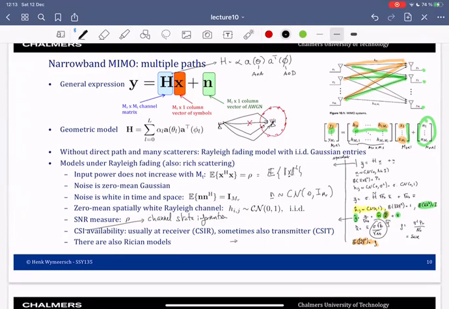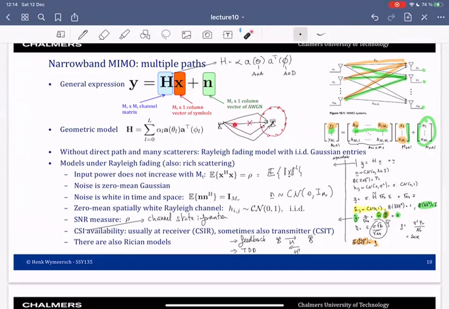And here there are two cases when this is possible. One is by feedback, which means that the receiver sends back the channel to the transmitter or the estimate of the channel. And the other case is when you do TDD, time division duplexing, because then you have channel reciprocity. So this means when you have a transmitter and a receiver, and in this direction the channel is H, and in the other direction the channel will be H transposed.